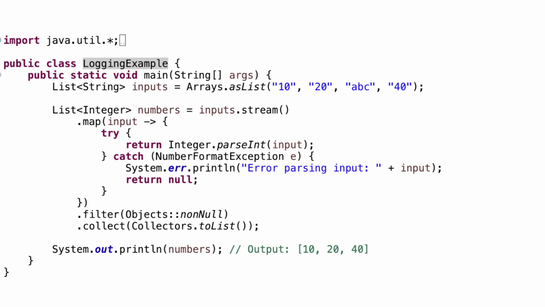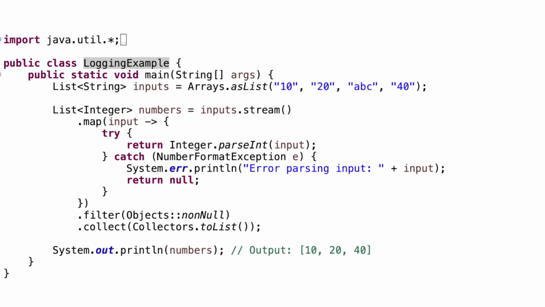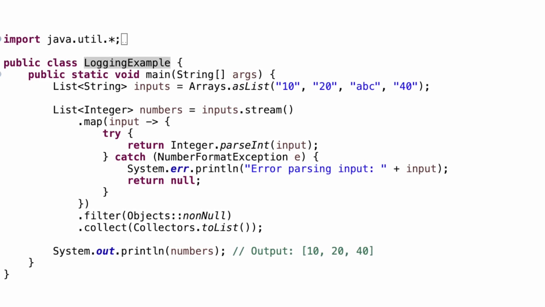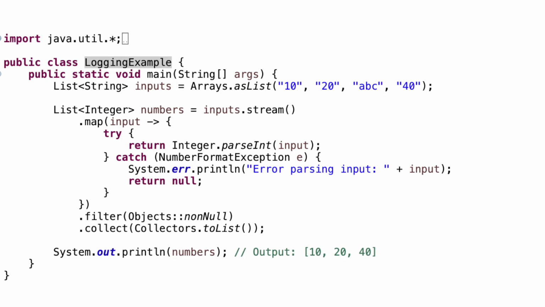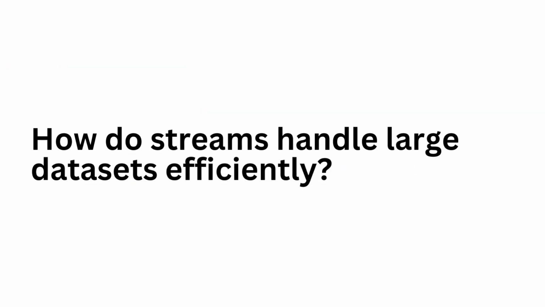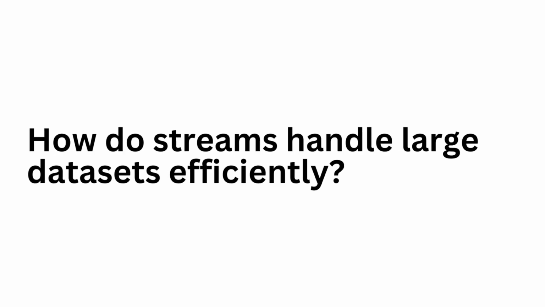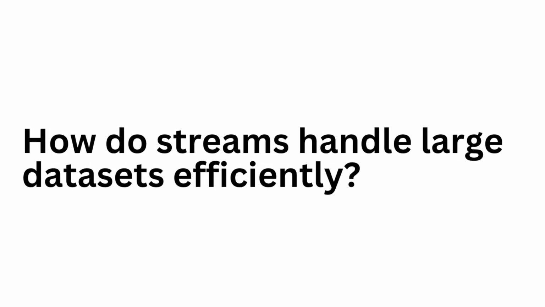That's it. So here the only disadvantage is that non-null checks might clutter the pipeline. That's it, but it's not going to be a major thing. All right, so yeah, now let's move on to the next question. How do streams handle large data sets efficiently?